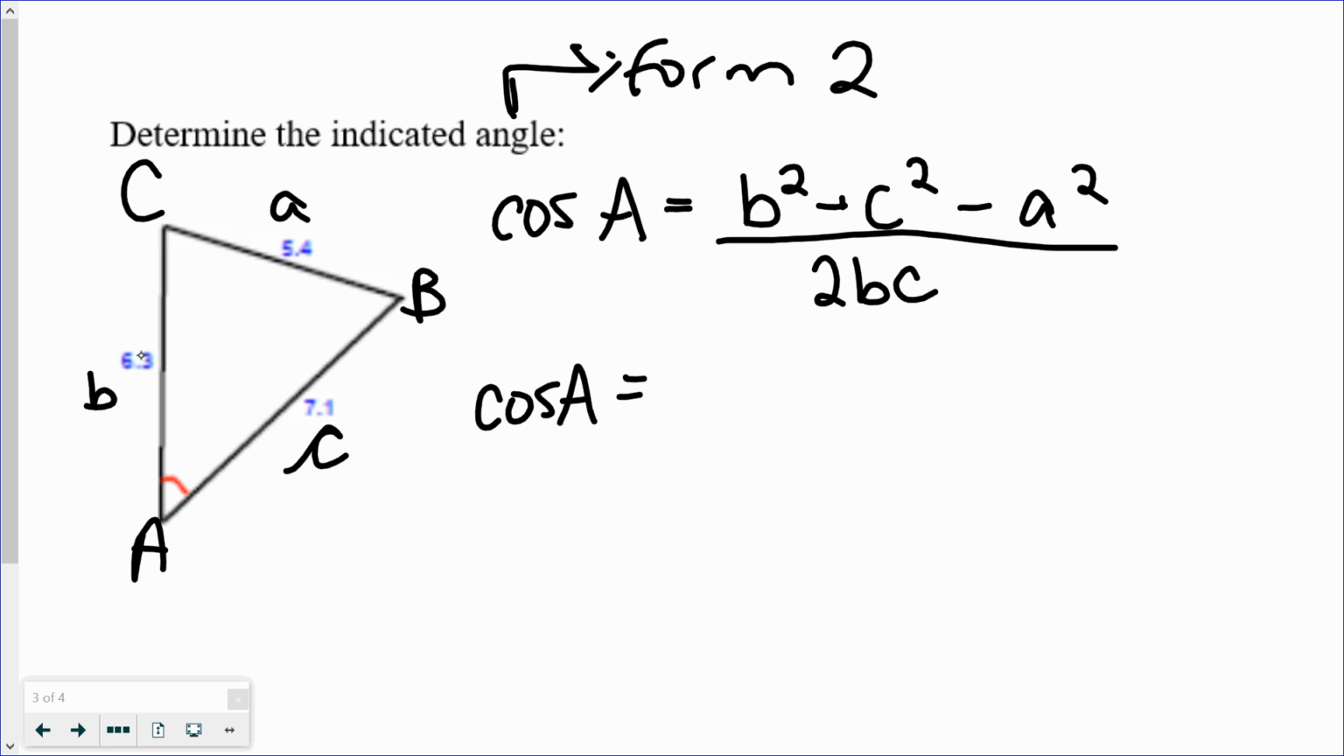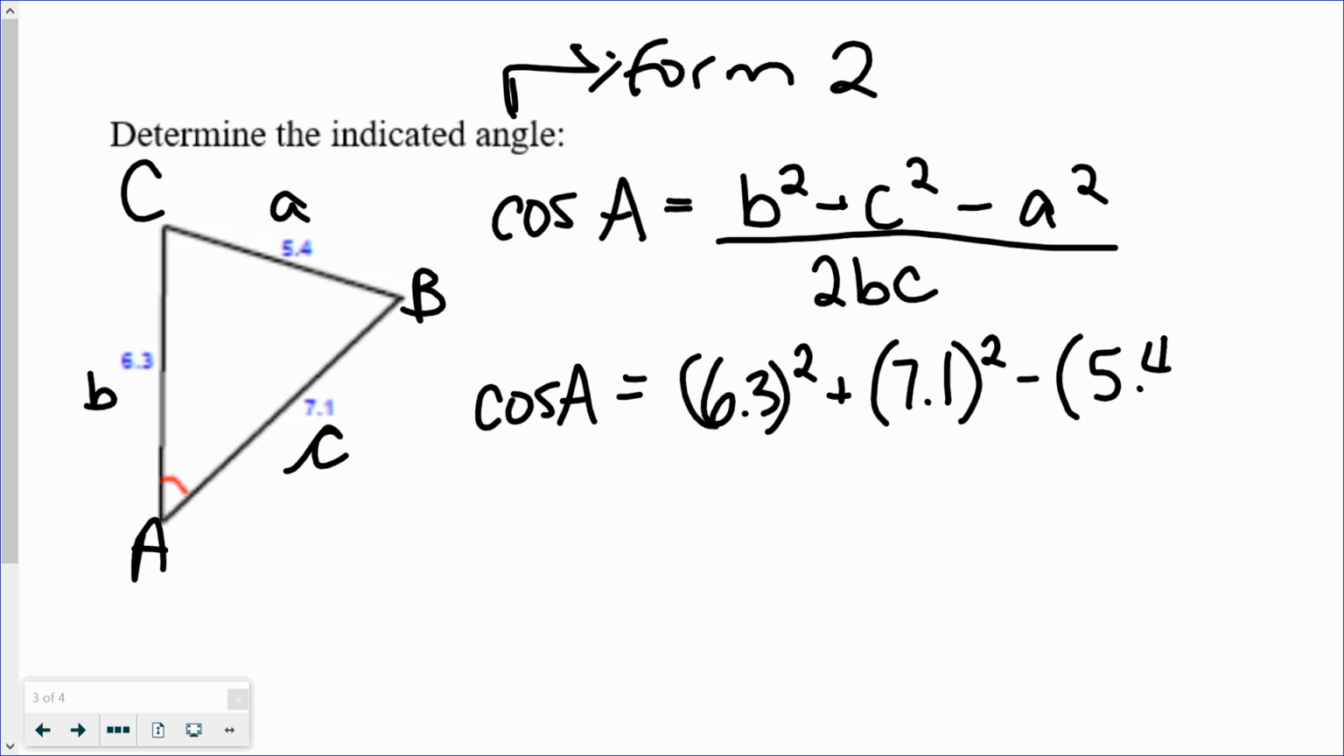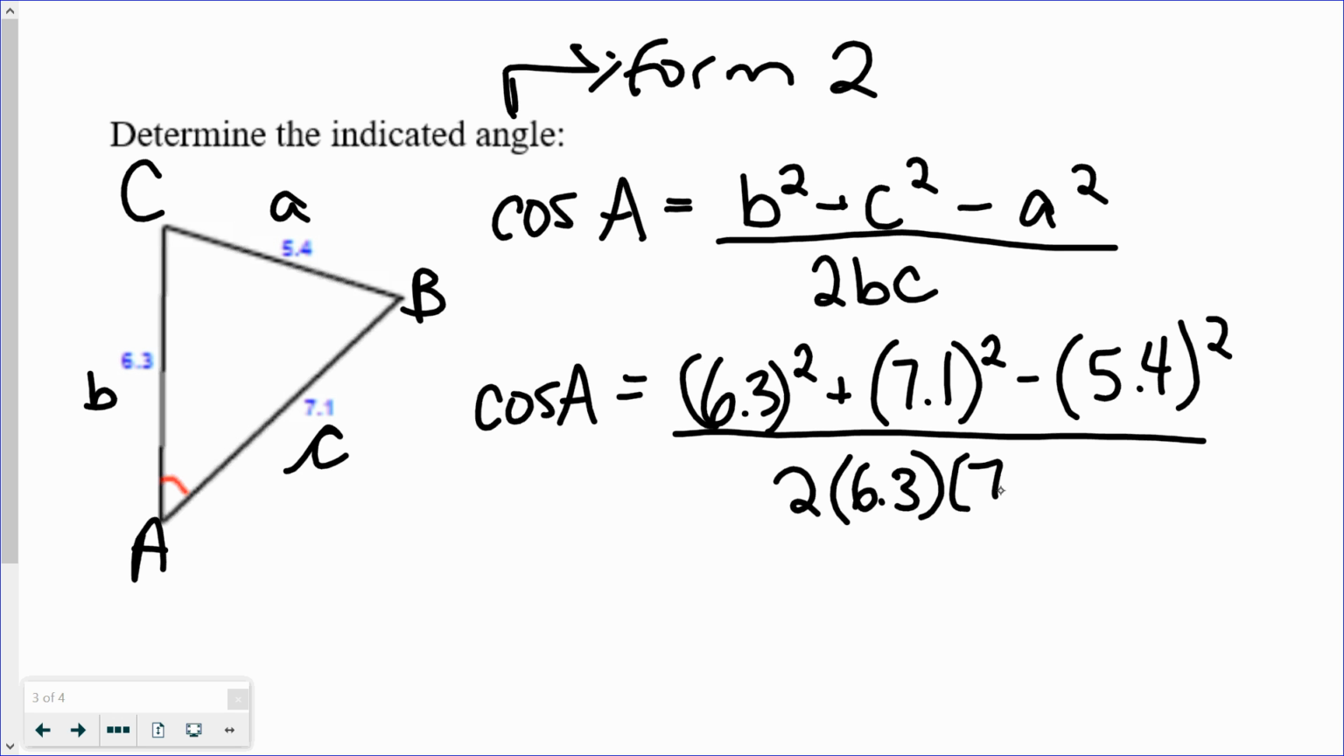So b is 6.3 plus c squared. C is 7.1 minus a squared. A is 5.4 divided by 2 times b times c. So again, you're welcome to put it all in your calculator. You'll definitely need a set of brackets right here, or you can break it into the smaller parts, right? You can do all of the individual steps.